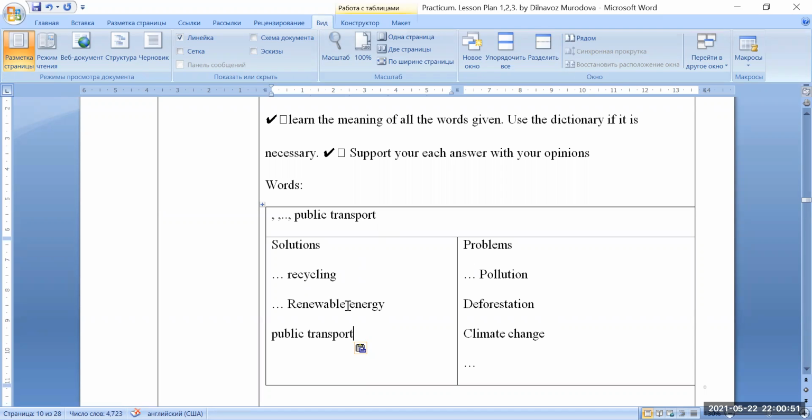And what about renewable energy? Why is it a solution for environmental problems? Because renewable energy is our... What is renewable energy, Muqaddama? Solar energy. Trees, they can grow again, energy.